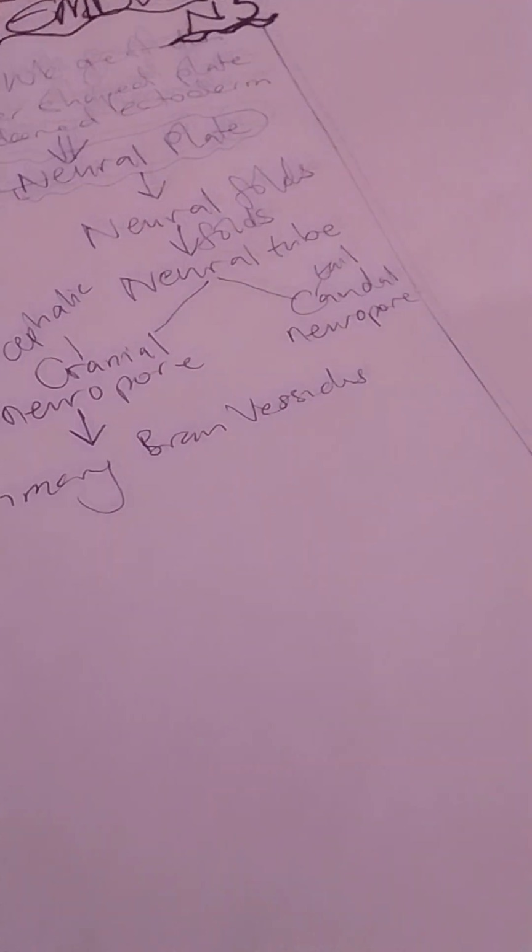So now this cranial pole is going to do some very important things for us. First, it is going to differentiate into 3 primary brain vesicles. And don't worry about the caudal end, we shall get to the caudal end soon. But it will differentiate into 3 primary brain vesicles. And what are those primary brain vesicles?